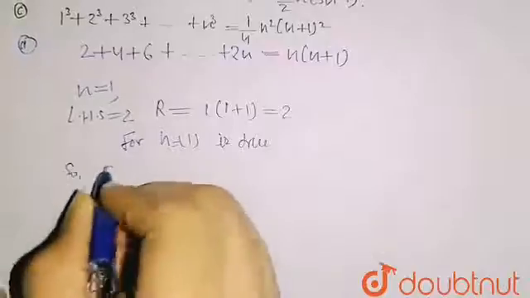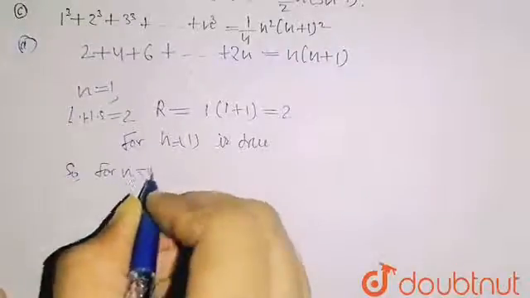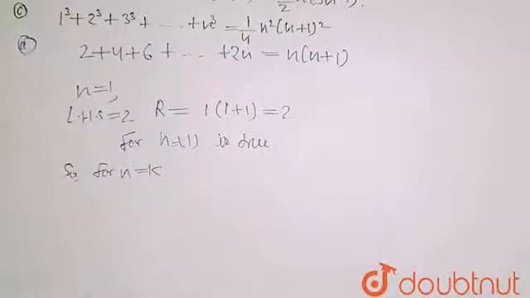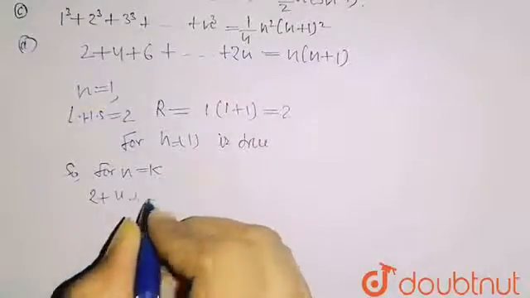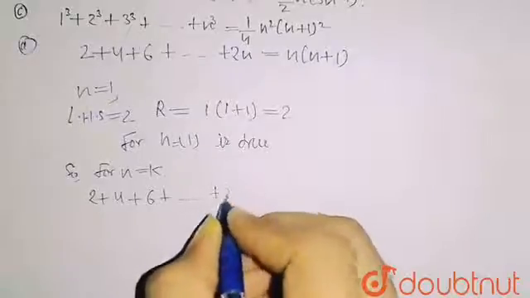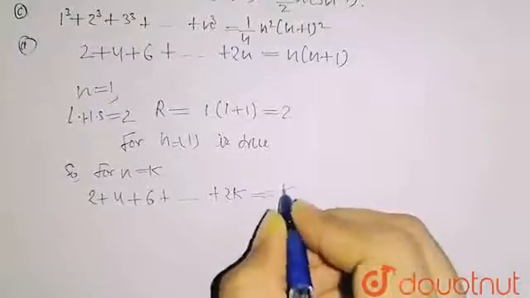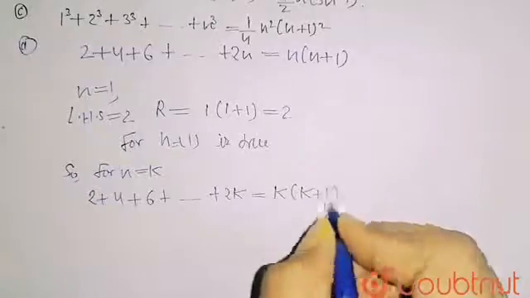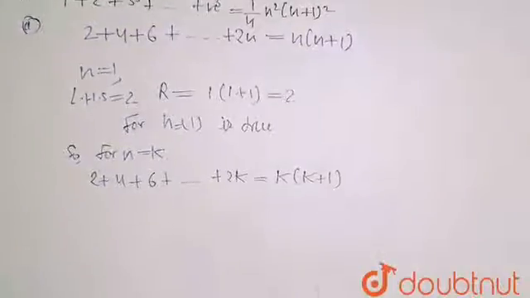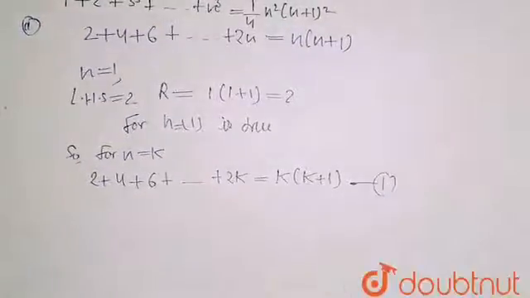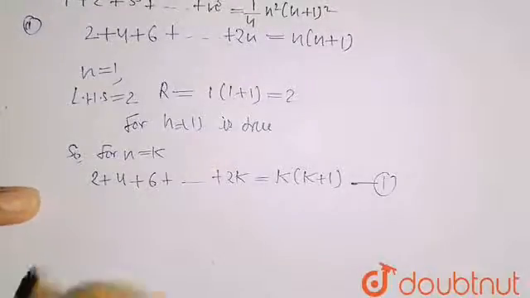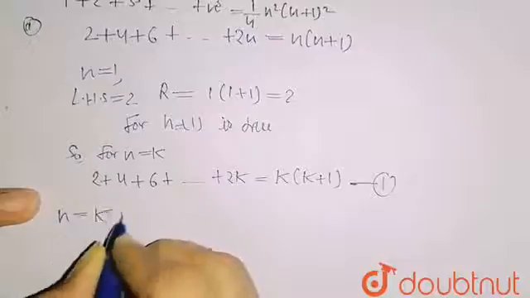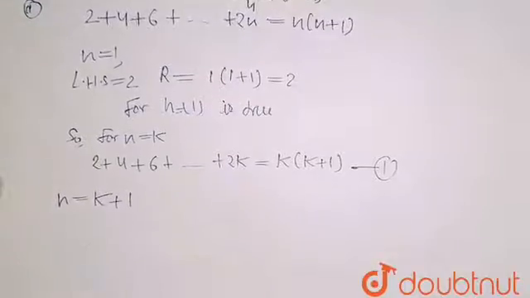Now let's check for n equals k. In place of n I have to put k in this equation. So 2 plus 4 plus 6 and so on plus 2k equals k plus 1. Let's assume that it is true for n equals k, and if it is true for n equals k, then I am taking n equals k plus 1 and proving for this also.